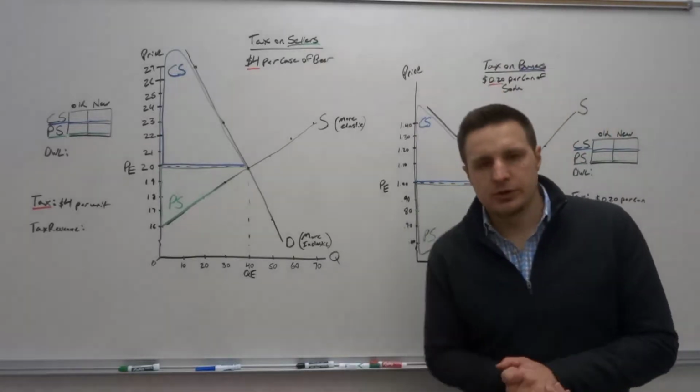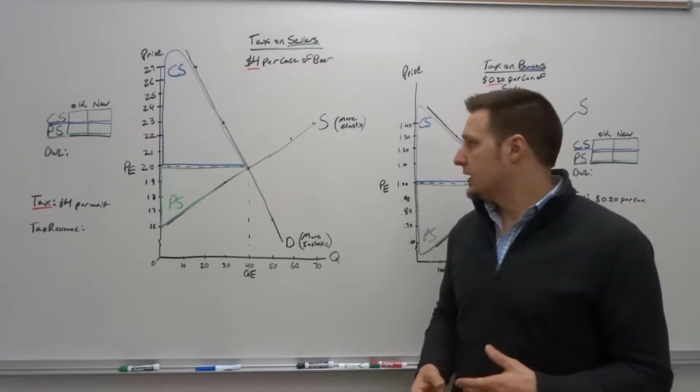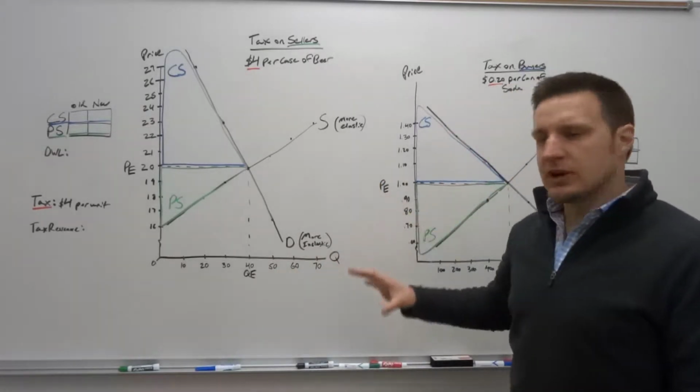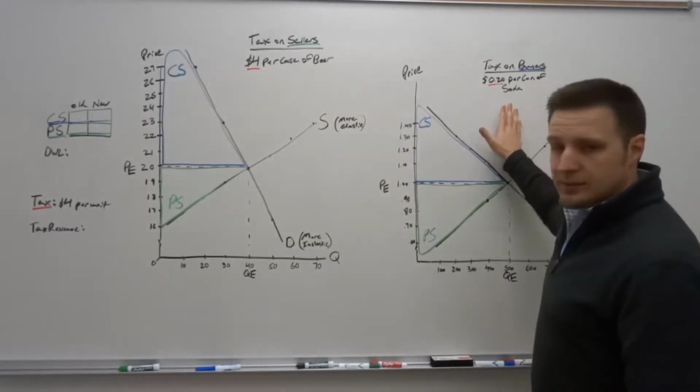Okay, today what we're going to do is demonstrate what a tax looks like on the basic supply and demand model. There's two different graphs that you might see. One is a tax on the sellers, one is a tax on the buyers.